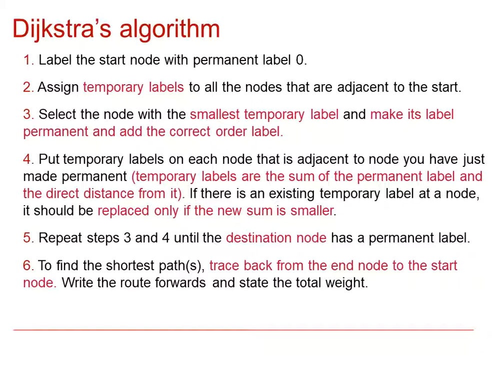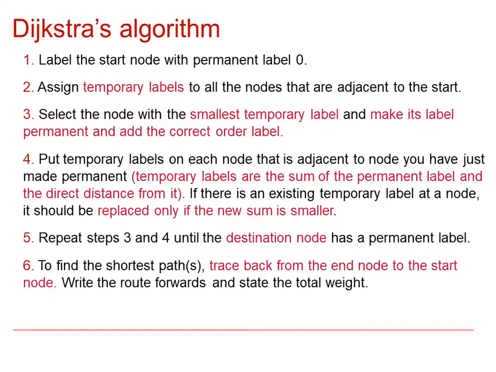This is an algorithm that on first impression seems quite complicated and becomes far more intuitive when you've tried to practice on a few questions. But I'll just quickly talk through it and we'll try some examples. You label your start node with a permanent label 0. You assign temporary labels to all the nodes that are adjacent to the start node. You select the node with the smallest temporary label and make it permanent.